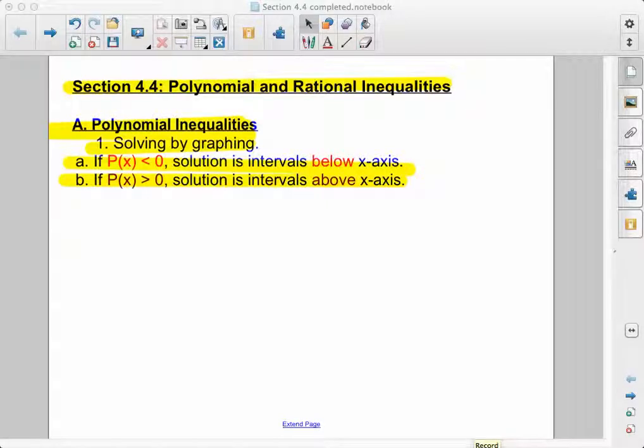So today we're going to cover the first part of section 4.4, which deals with solving polynomial inequalities. And you've actually already done this back in chapter 3 when we were solving quadratic inequalities. We're going to do it in the exact same manner. Basically, we're going to look at two different methods we can use to solve polynomial inequalities.